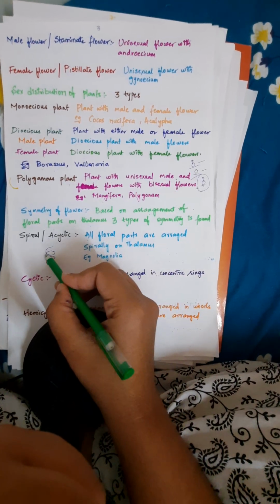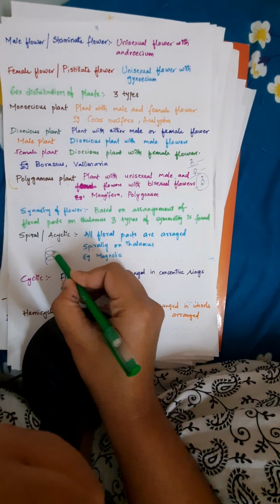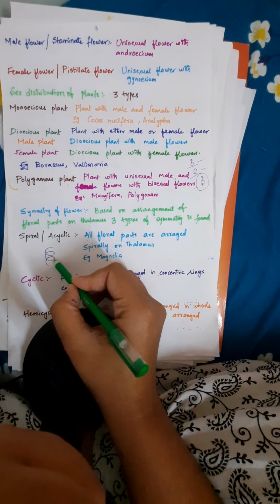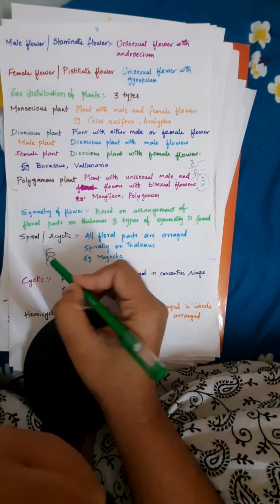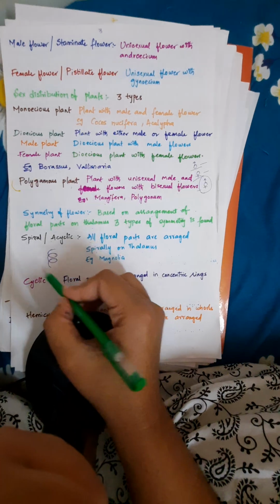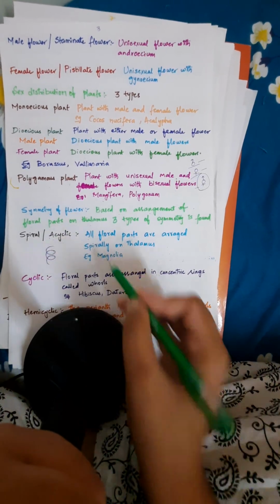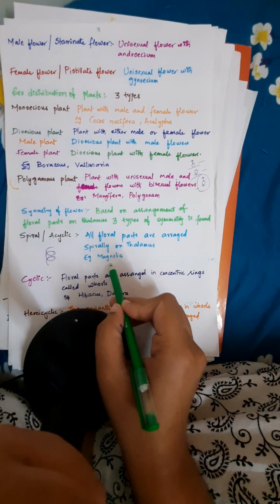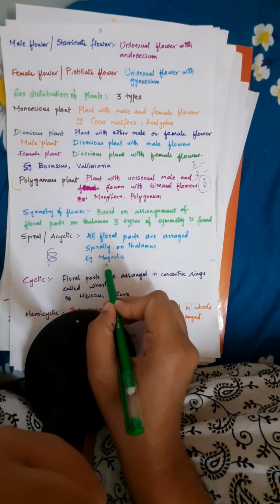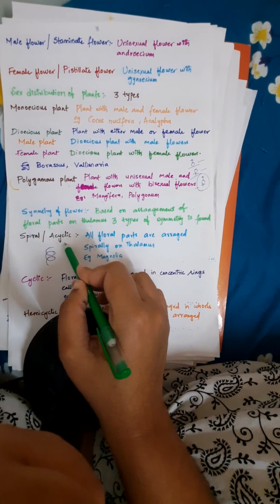Here, in this manner the floral parts are arranged. The calyx, corolla, androecium, and gynoecium are arranged spirally or acyclically. This type of arrangement is seen in magnolia flowers. This is the spiral or acyclic flower.